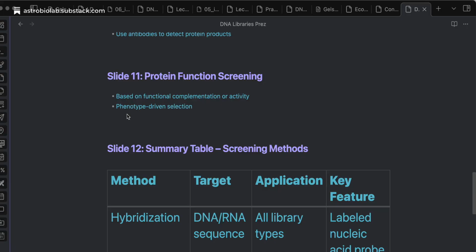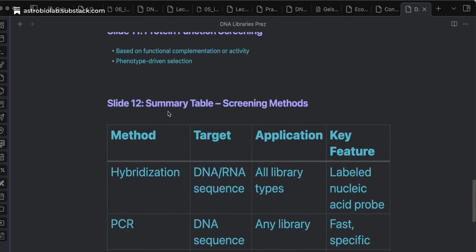So you have a library on your plates, and you'll see something. If there's activity, the enzyme is working, then you'll see something around your colony, whether it's a zone of clearance, or a color change, or something. For instance, blue-white screening, X-Gal screening, is a phenotype-driven selection, and we've talked about that in the past.